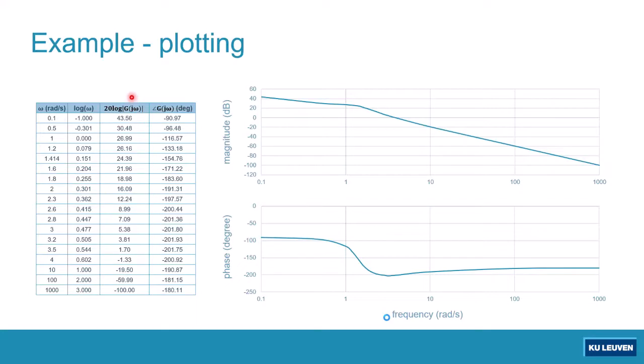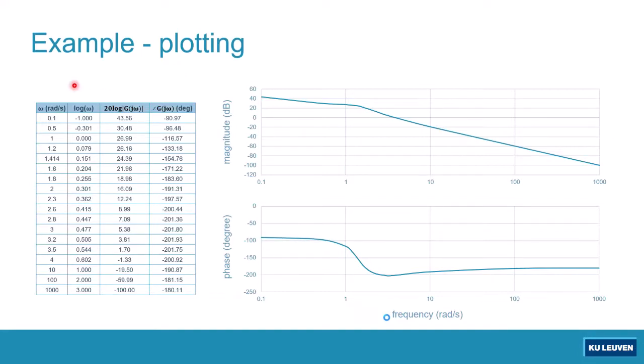And then the third column here is the magnitude of my G(j omega) based on the equation that we have already derived in the previous slide. The next column contains the angle of the frequency response function G(j omega), based on the equation that we also have derived in the previous slide.